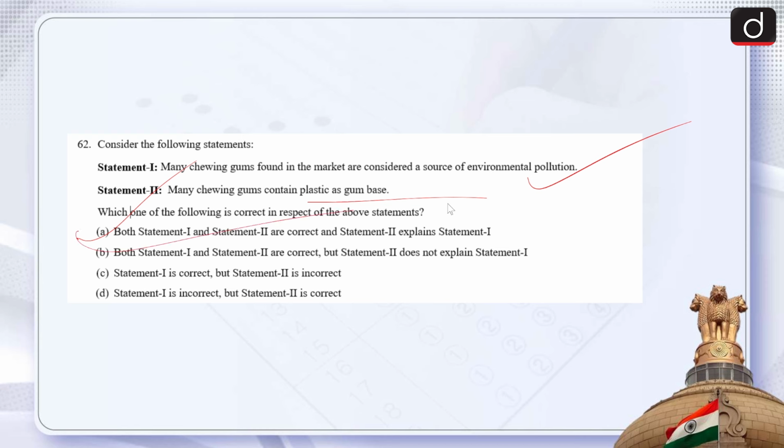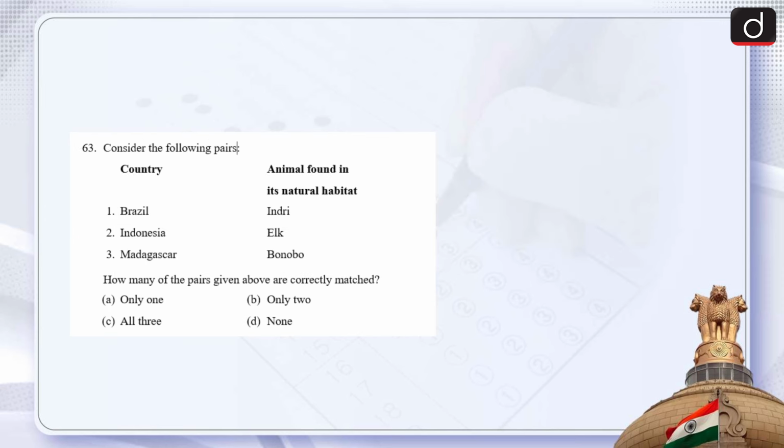So you have understood that they are asking a very simple thing: whether chewing gum is a pollutant or not, and whether it contains plastic or not. So you have to be focused on the basic aspects also. Coming to the next one.